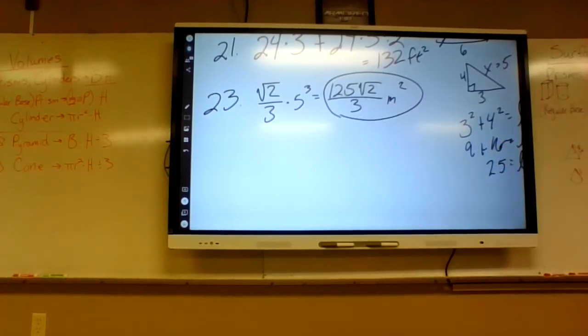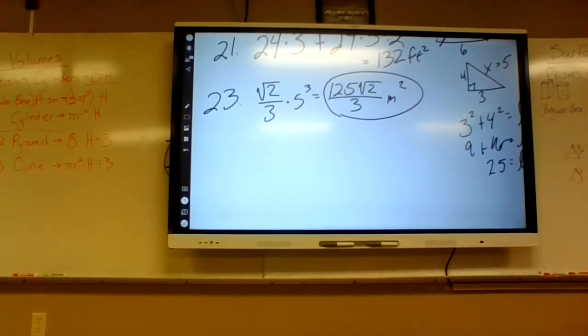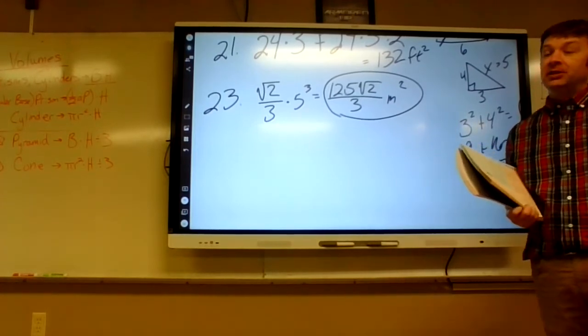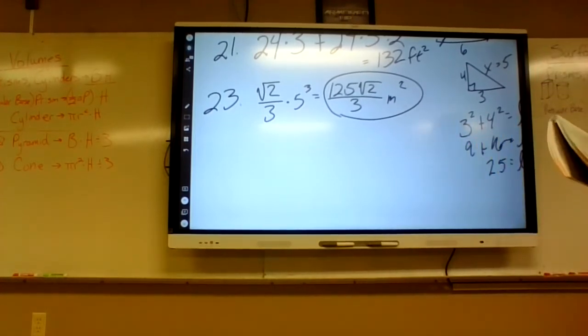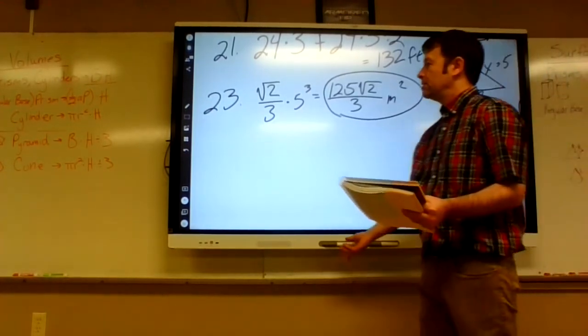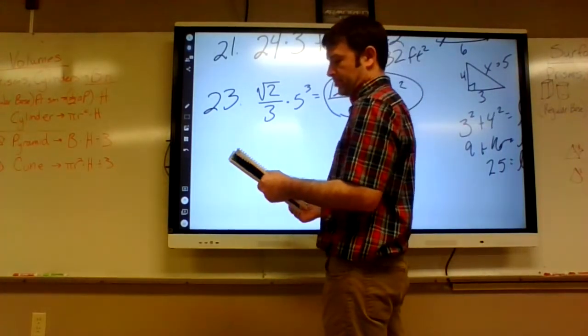Why'd you put a line right there? Is there a reason? I was separating prisms and cylinders from pyramids and cones. They kind of naturally group together. Pyramids and cones, because they come up to a point, you divide by 3. Okay. Now ready for 26.